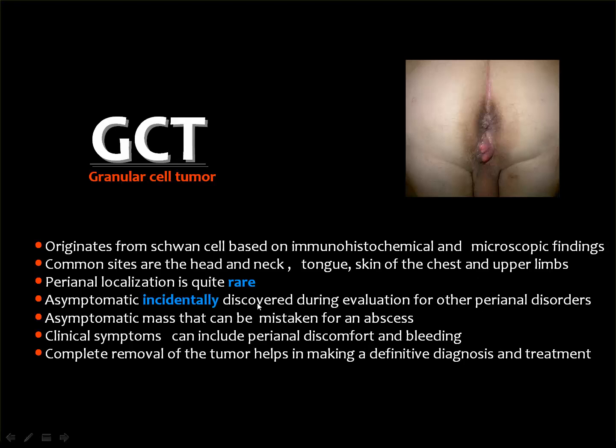The perianal location is rare, and this lesion is asymptomatic, incidentally discovered, and may be mistaken for an abscess. The clinical symptoms include discomfort and sometimes bleeding. Complete removal of the tumor is diagnostic and therapeutic.